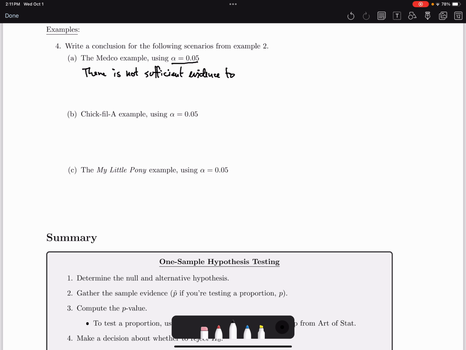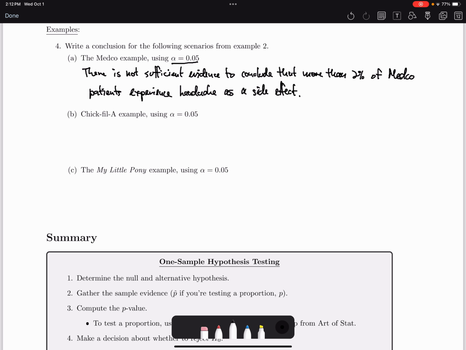There's not sufficient evidence to conclude that more than 2% of Medco patients experience headache as a side effect. Not Medco patients, but maybe Medco users, right? The antibiotic, whatever, experience headache as a side effect.